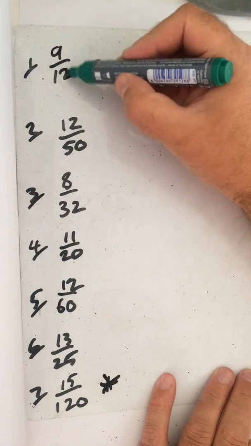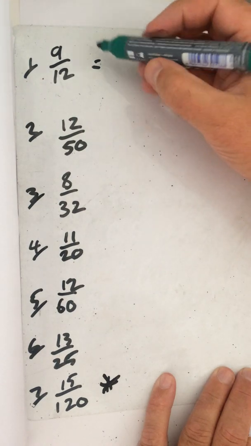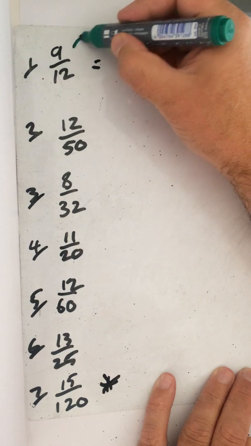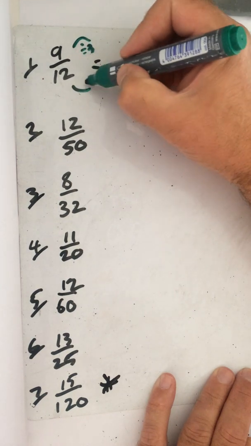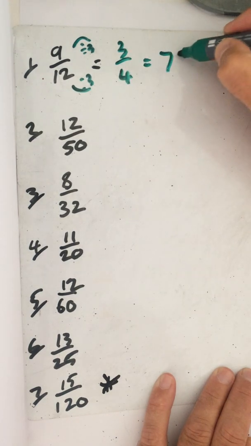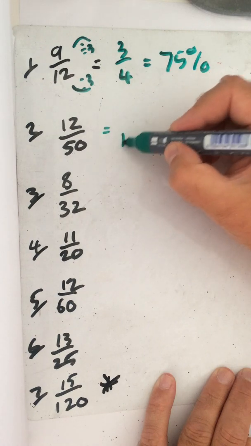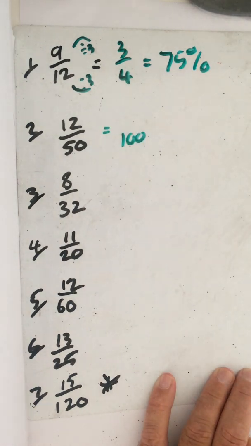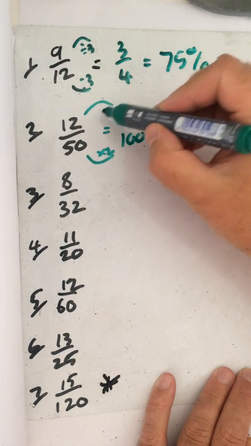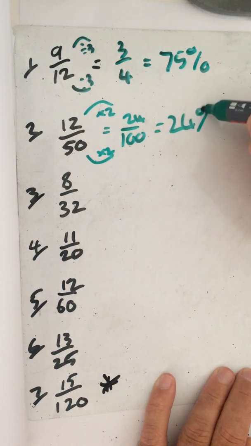Right, let's have a look. This one I can see the 12 isn't going to be able to, I can't multiply the 12 into a fraction over 100, so I'm going to simplify. If I divide both by 3, I get 3/4, don't I? 3/4, 75%. This one I can quite easily expand it out into a fraction over 100. Oh, we've already done that one. Times 2, times 2, 24 over 100, 24%.